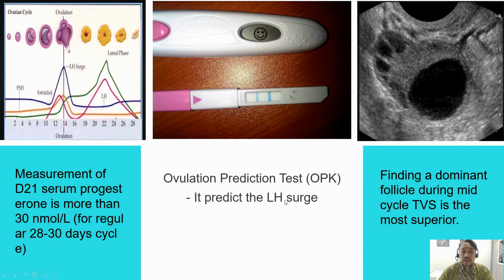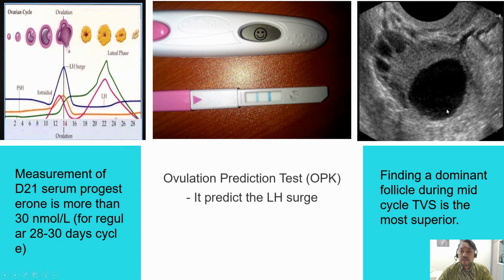Next, you also can use the OPK, ovulation prediction test. The patient will predict her ovulation and then check her urine to see whether the test is positive or not. This indicates the LH surge. One of the tests is Clearblue. And then the best way to indicate it is still by using the ultrasound.